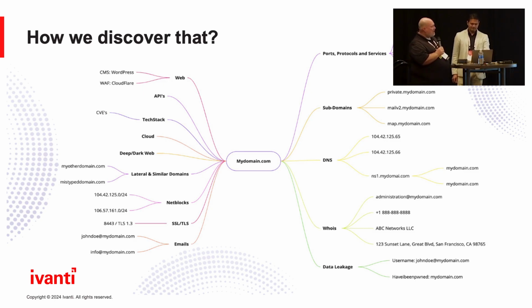So how do we discover that? This is a picture of the majority of the types of information that our EASM technology is going to be looking at. I'm not going to go over all of it in depth, but we can talk about quite a bit of it here. We're going to be looking at ports, protocols and services from multiple sources, and at subdomains, enumerating them.